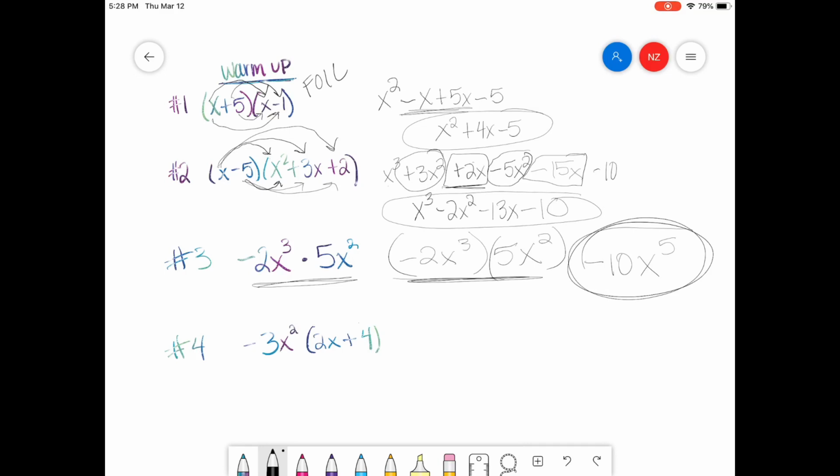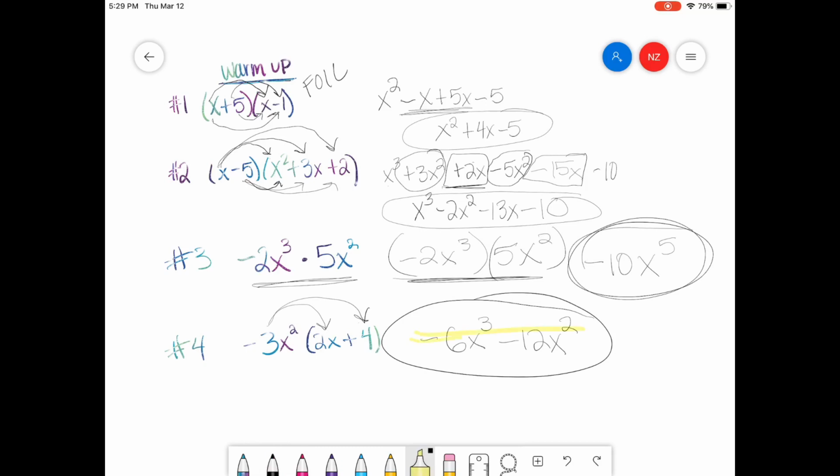Alrighty, on to the next, number 4. Distribute negative 3x squared to 2x. That gives me negative 6x cubed. Then distribute negative 3 to the 4, negative 12, and carry the x squared with it. Here's my final answer here.